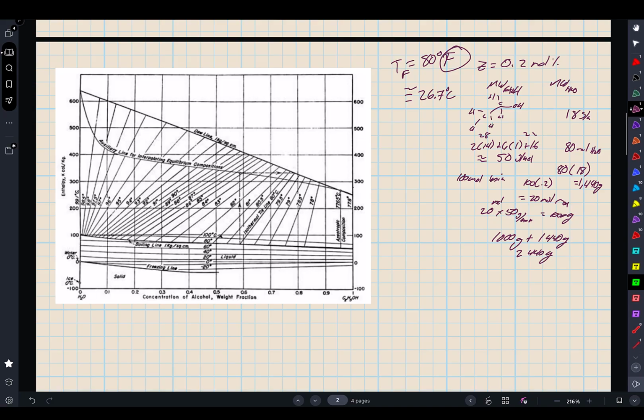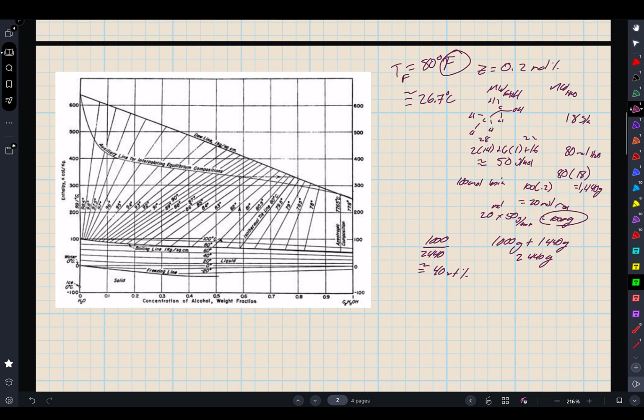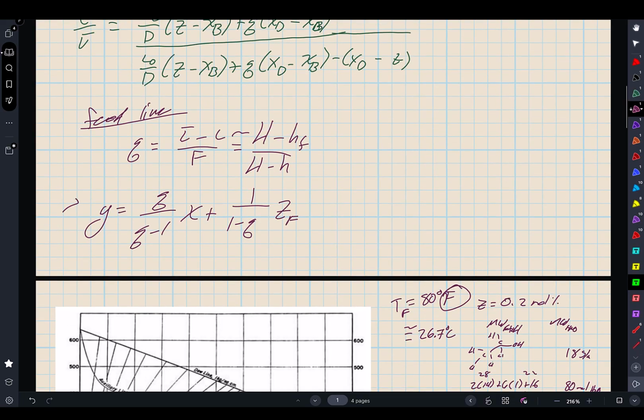To figure out the weight % of ethanol, we take our 1,000 grams of ethanol and divide it by 2,440, to give us approximately 40 weight % ethanol. If you have any questions with that, please feel free to reach out. We're essentially just going from mole fraction to weight fraction. That allows us to come onto our enthalpy diagram and figure out what our enthalpies are, so that we can plug in for our feed line.